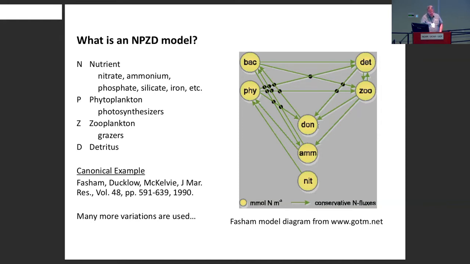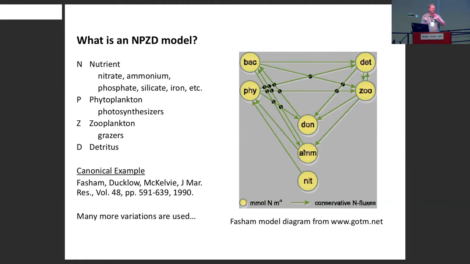A diagram showing an example of how this works is on the right. This is from a particular model from this Fasham paper in 1990, where there's a phytoplankton pool, and all of these arrows represent flows that have processes that represent them. So phytoplankton grow consuming ammonium and nitrate. They get consumed by zooplankton, and they also die, leading to detritus and dissolved organic matter. The zooplankton grow, consuming that phytoplankton. And when the zooplankton die, they produce dissolved organic nitrogen and ammonium.